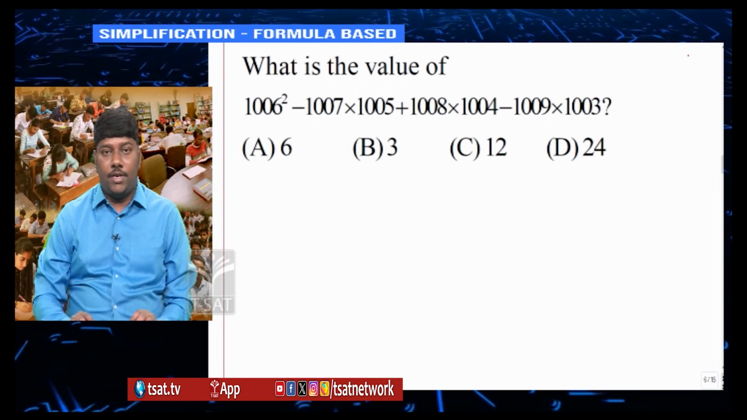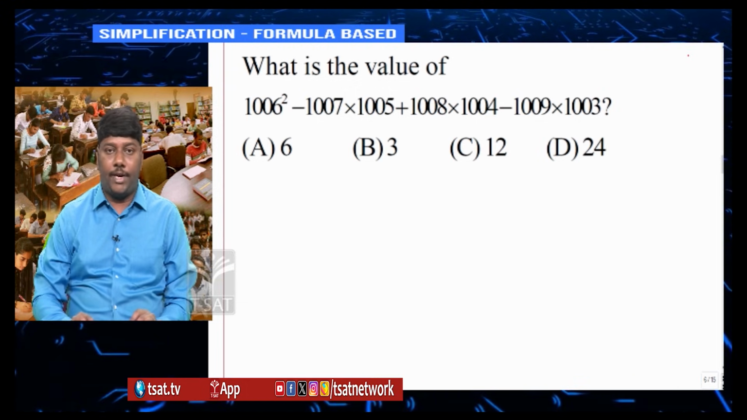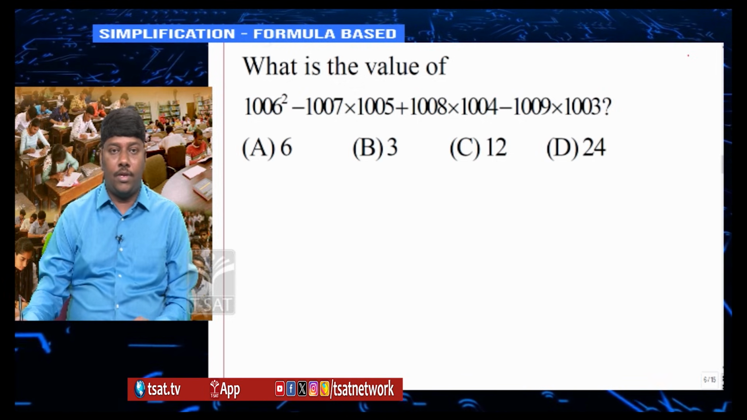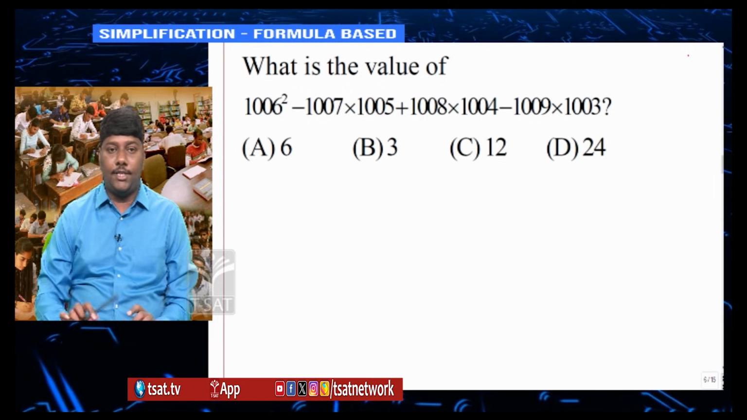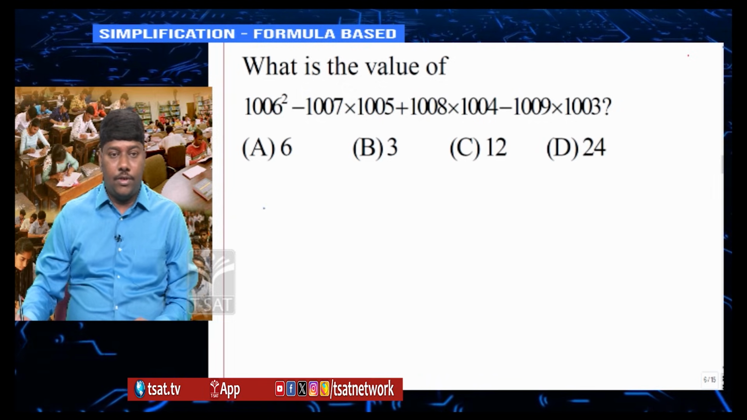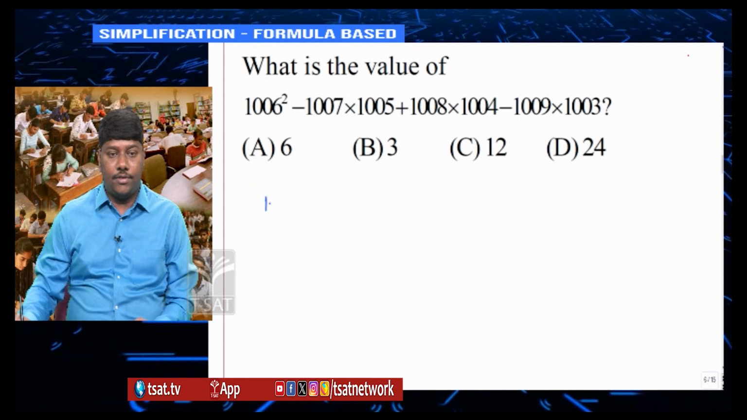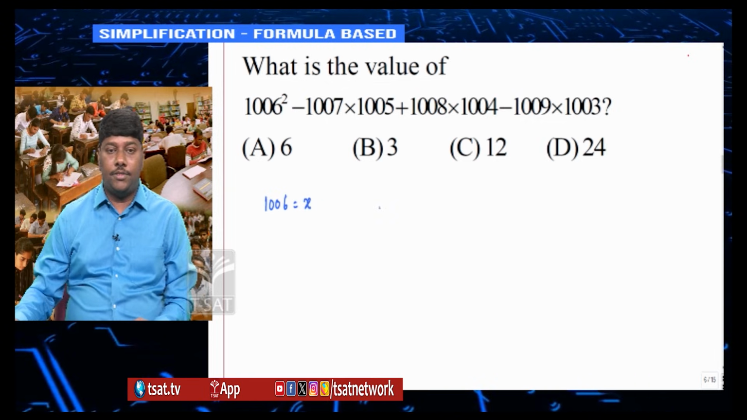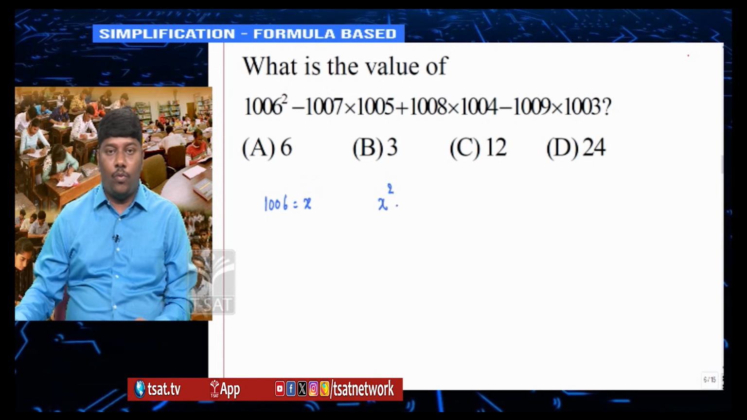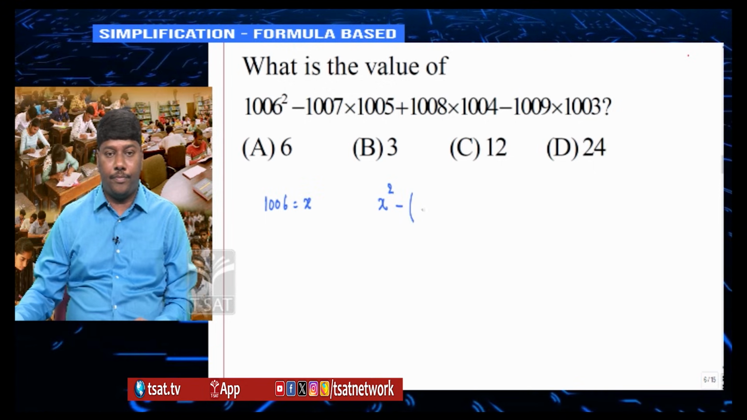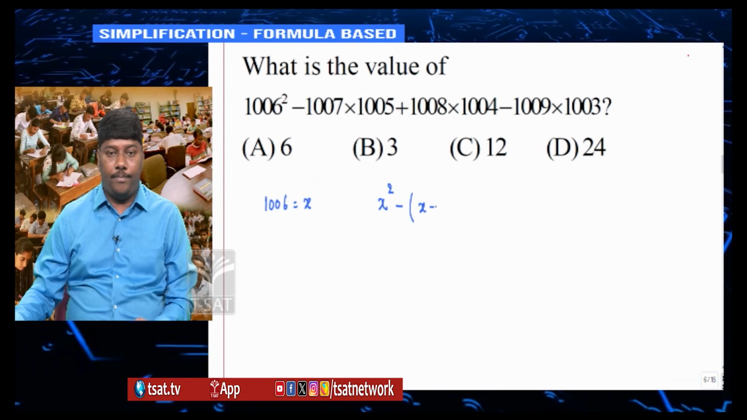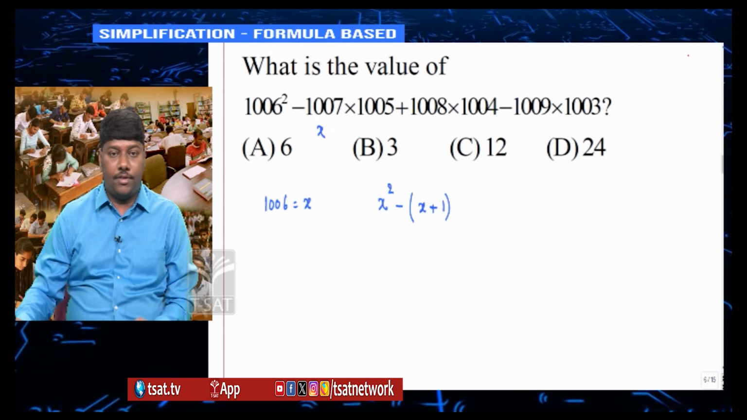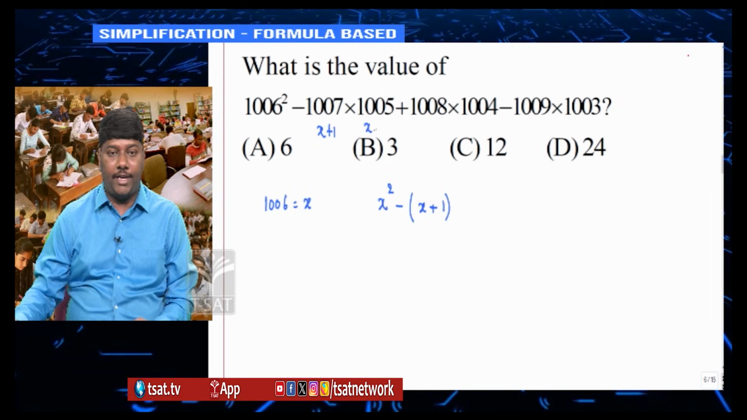So if you literally do it manually, it will take a lot of time by using calculation. But see, how do we actually apply the formula? If you look at 1006, assume it as x. So let 1006 be equal to x. Now the whole thing becomes x square. 1007 is 1 more than x, and this becomes x plus 1, this becomes x minus 1.